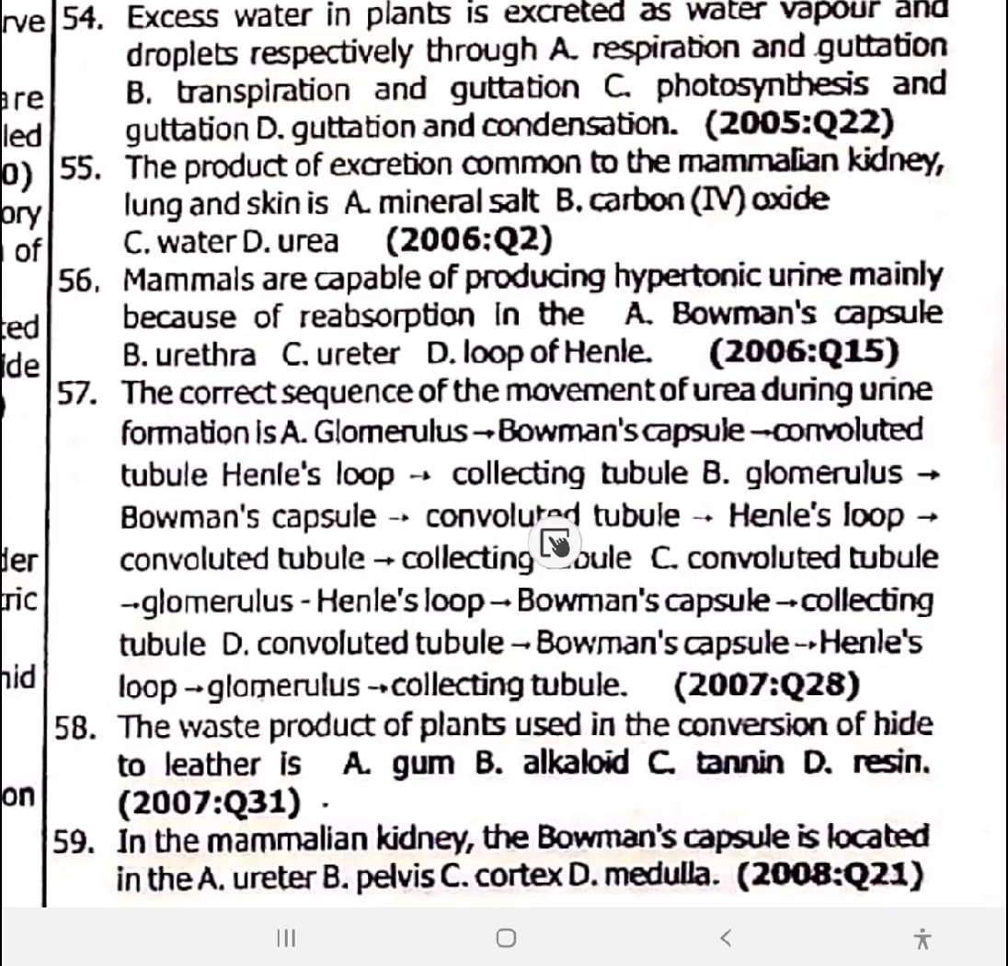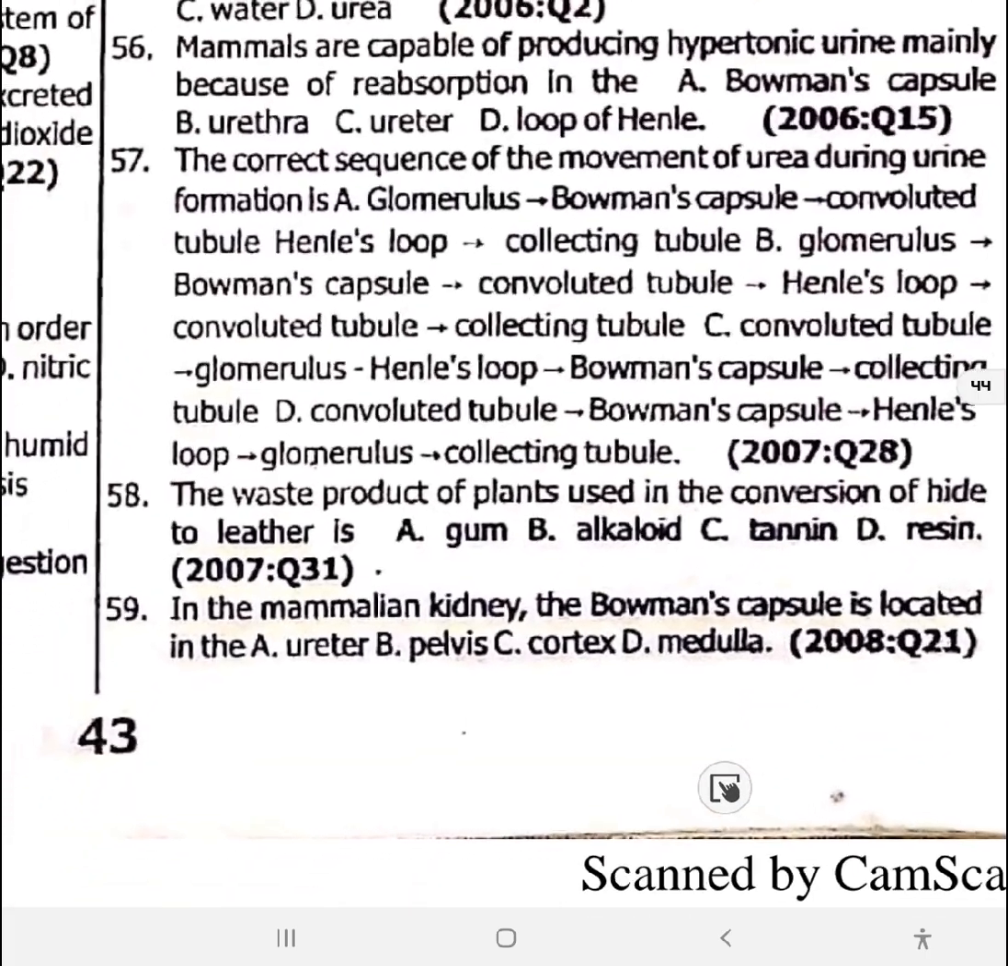Glomerulus, Bowman capsule, convoluted tubules, then loops of Henle, then convoluted tubules again, then collecting tubules. So one is proximal, one is distal. 57 is option B. 58. The waste product of plants used in the conversion of hide to skin is tannin. Option C. 58 is tannin.